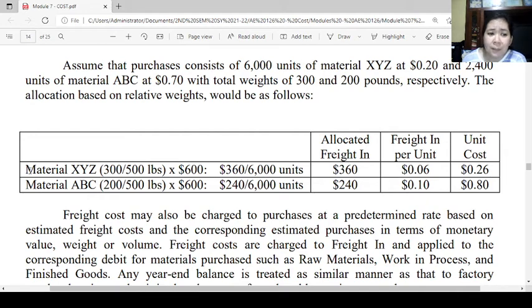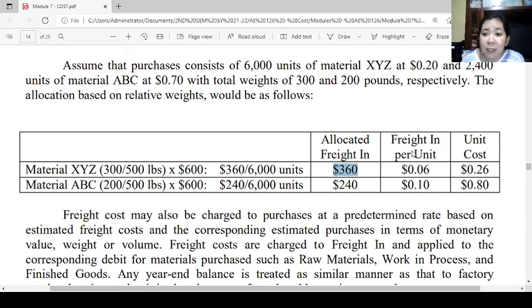For materials XYZ, we will use the relative weights. So 300 divided by 500 pounds. 500 is the total weight for these two items. Okay? And then we will multiply it with our freight cost. So the allocated freight in for XYZ is 360.